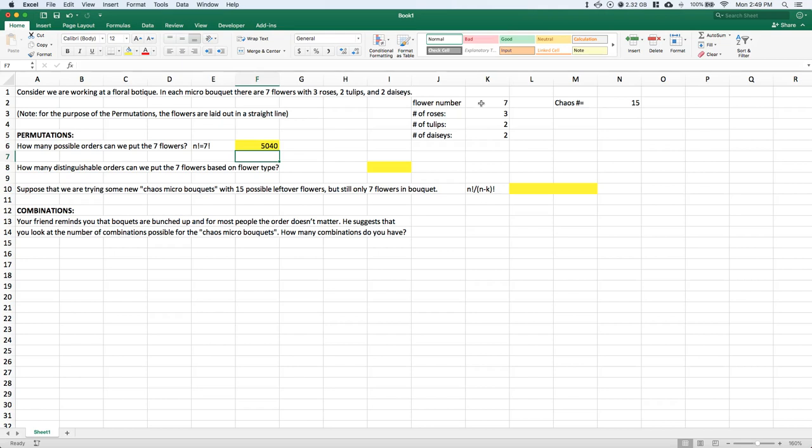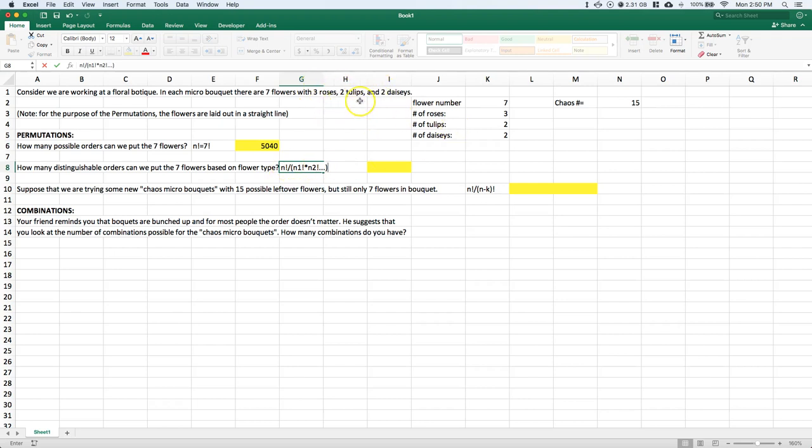Note too, we said that there are three roses, two tulips, and two daisies. How many distinguishable orders, based on the types of flowers, can we put the seven flowers in? That one is a little different. If we want to talk about distinguishable outcomes, we're going to do n factorial, the total number of flowers in our case, divided by n1 factorial times n2 factorial, all the way until we've used up all of our repeats.